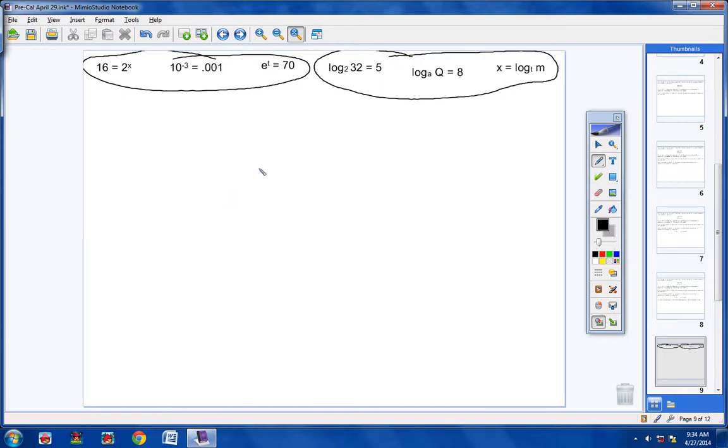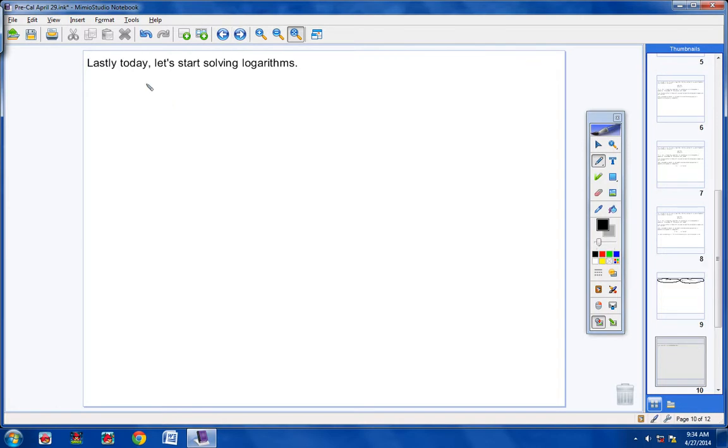Okay, now let's go ahead and continue on. Lastly, let's solve, contain your excitement, drum roll please, let's solve some logarithms. All right, let's solve some of these. Here we go. All right, we have 6 of these.